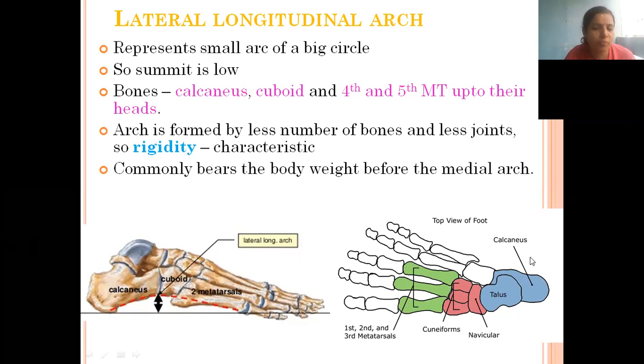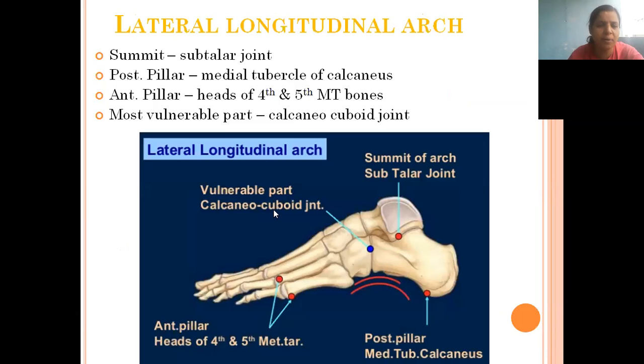Apart from that, I told you we have two transverse arches, right? If you join the heads of the metatarsals, that becomes the anterior transverse arch. If you join the bases of the metatarsals, that forms the posterior transverse arch. So we have two longitudinal arches, medial and lateral, and two transverse arches, anterior and posterior. It will be given in your books. You can study from any book.